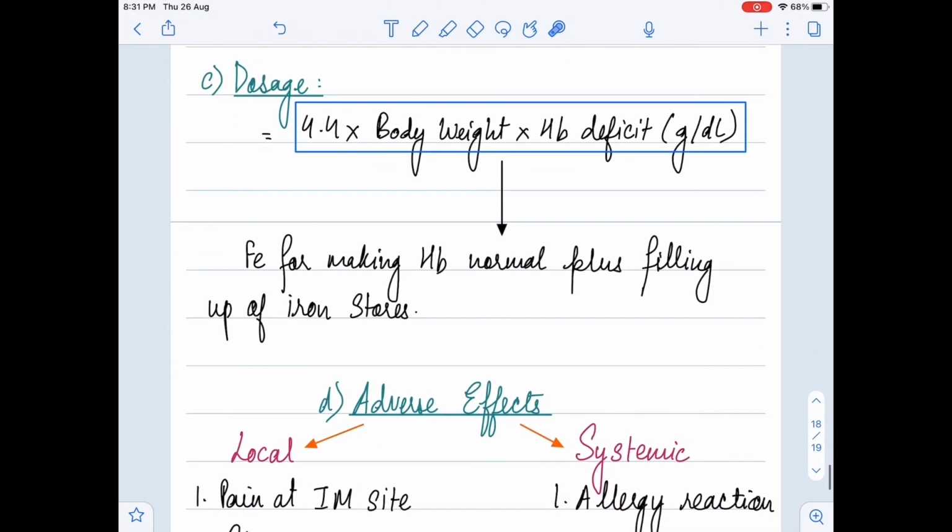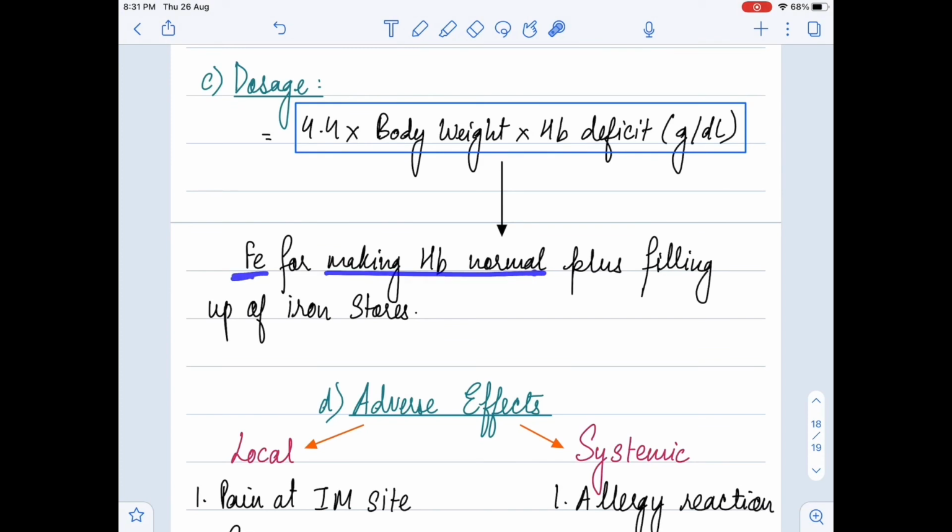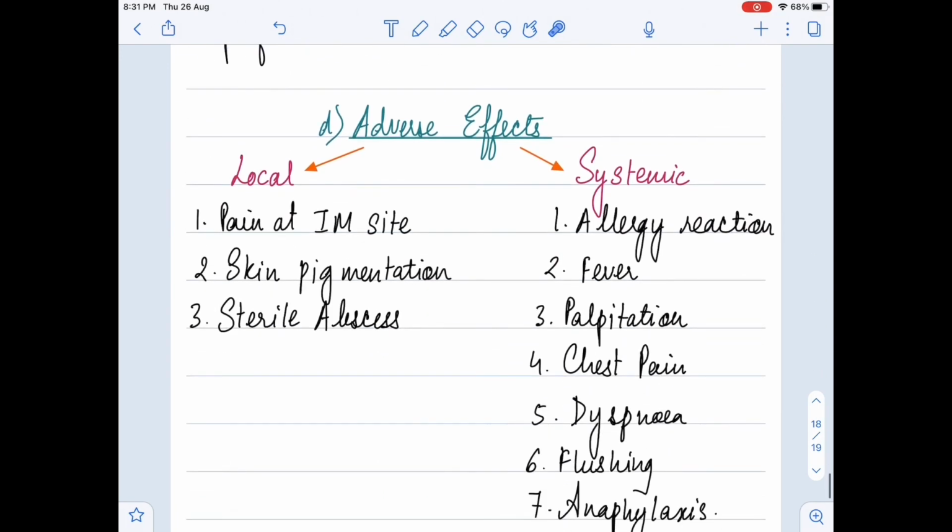What is the dosage for parenteral iron therapy? Like oral iron, we remember it was 2.2. Let us multiply by 2 for the same in order to remember. So, 2.2 into 2 is 4.4. So, 4.4 into the body weight of the individual into the hemoglobin deficit, which is in grams per deciliter. The hemoglobin deficit is calculated by the target hemoglobin minus the patient's current hemoglobin. So this dosage calculation is the iron for making the hemoglobin counts normal, plus we need to fill up the iron stores.